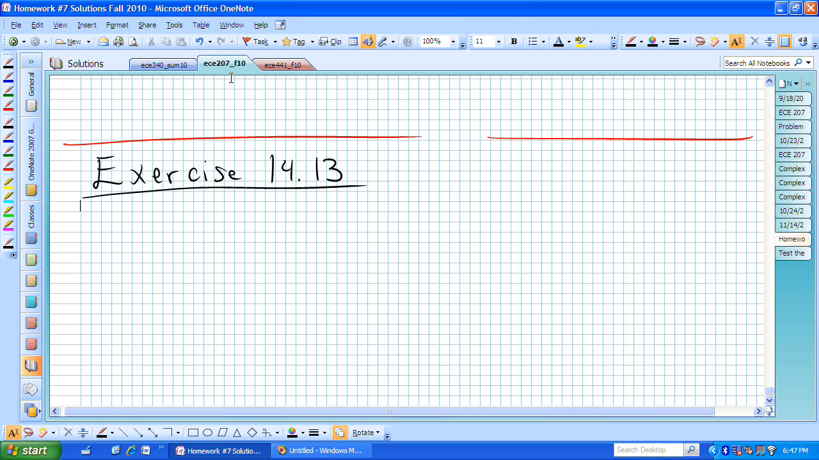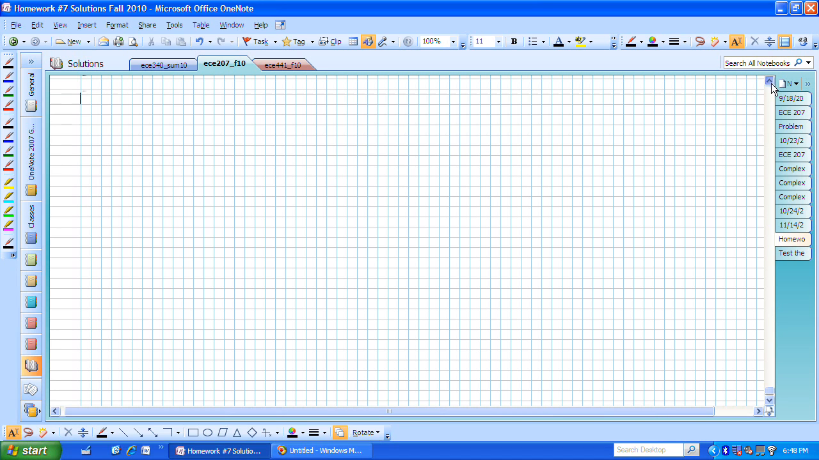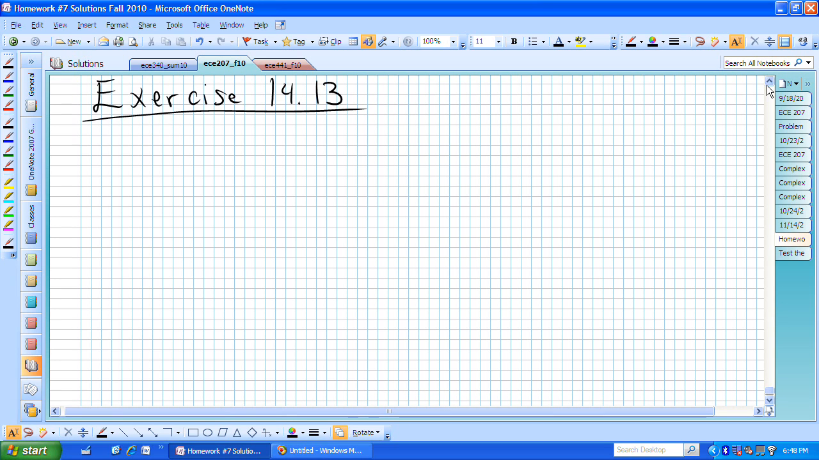Let's look at exercise 14.13, or exercise 13 in chapter 14, which is our op-amp chapter. This particular exercise is dealing with this non-inverting op-amp configuration. Let me sketch that as we're talking about it.